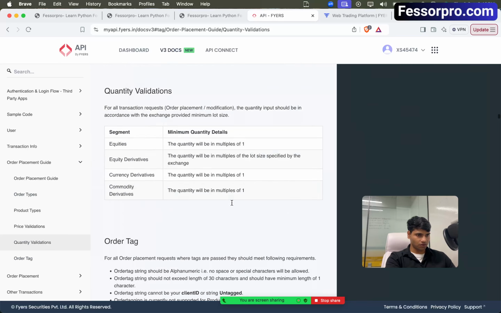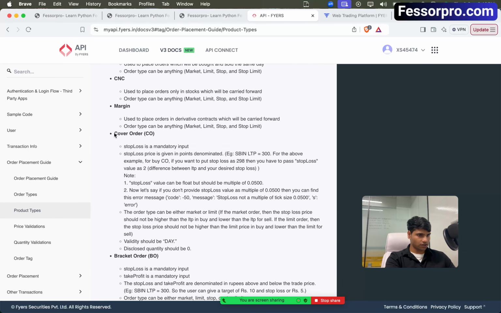If you are not sure about this, you can read the documentation. If you scroll up, you have to go to cover order. You see, this is the cover order. So stop loss is a mandatory input. Stop loss price is given in points. Let's say the LTP is 300. For the above example, you want to buy CO. If you want to put the stop loss at 298, then you have to pass the stop loss value as 2, the difference between LTP and the desired stop loss.